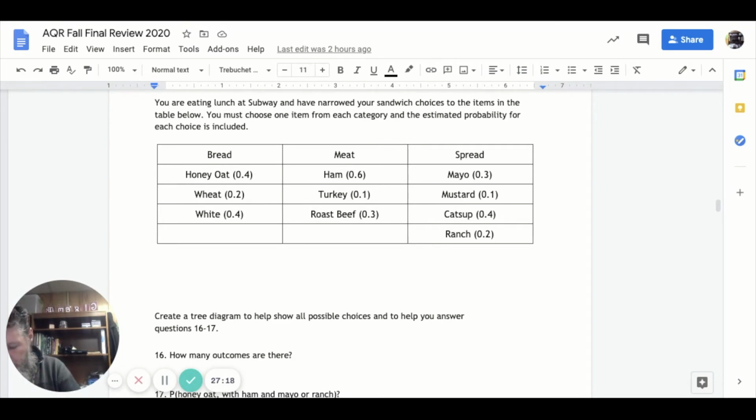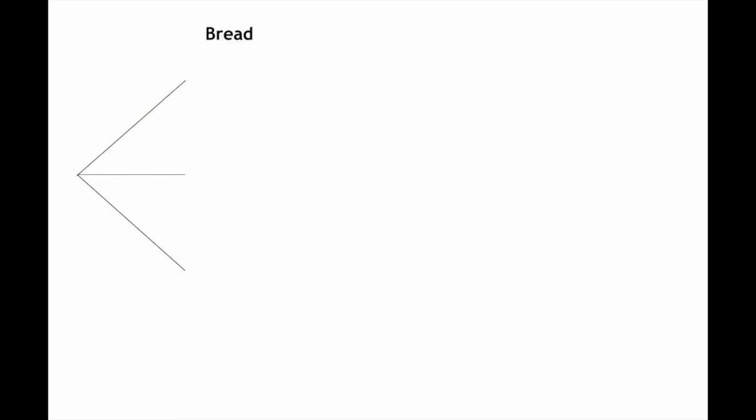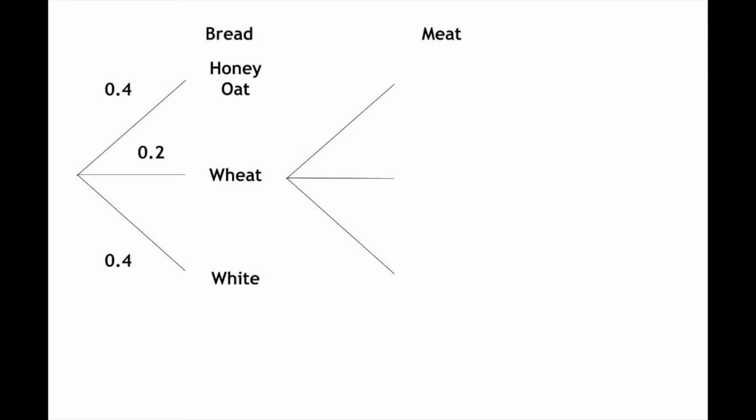So the first one we're going to do is bread. So we've got honey oat, which is 40%, 0.4. Wheat, which is 0.2. And white, which is 0.4. Now, I'm not going to do this for every single one, but I'm going to do the meat on this one. Meat, 1, 2, 3 choices. We have ham, turkey, and roast beef. 60% of the people get ham, only 10% get turkey, and 30% get roast beef.